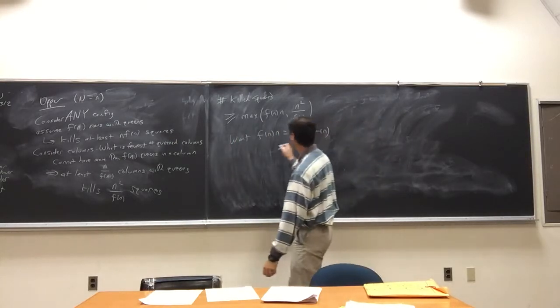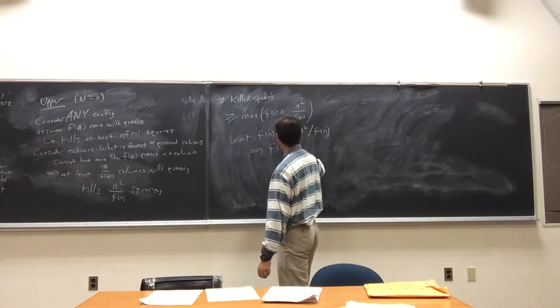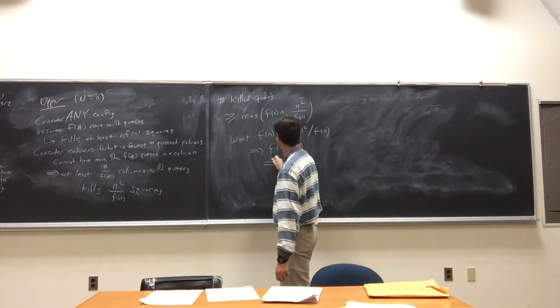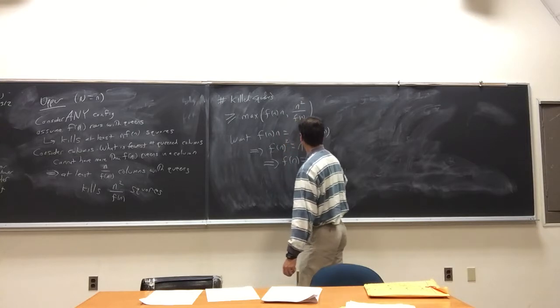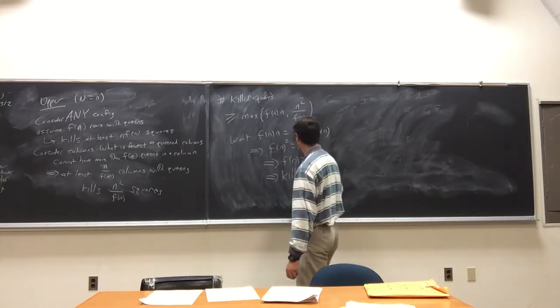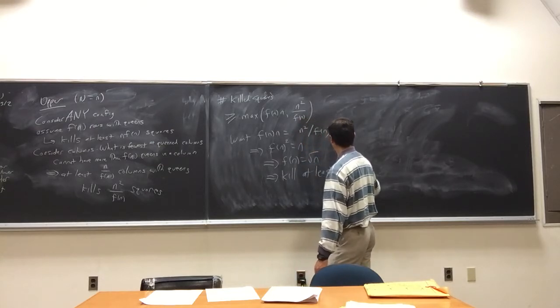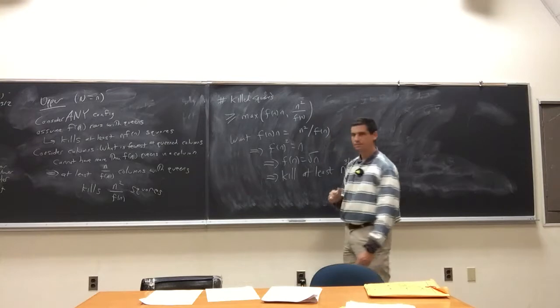So where are they equal? Well, I can kill one of the n's and I get f of n squared equals n. So we get f of n equals square root of n. Therefore, we kill at least n to the 3/2, as claimed.